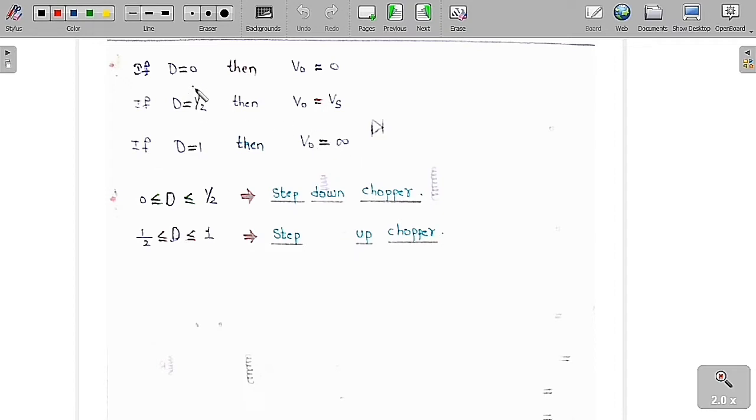So you can see clearly when D lies from 0 to half, the average value of the output voltage lies from 0 to Vs. So we can say this is called a step down chopper because the output voltage is less than the input voltage. Whereas when D lies from half to 1, the average value of the output voltage is greater than the supply voltage, so it is going to act like a step up chopper. Whenever D is from 0 to half, it acts like a step down chopper, and whenever D is from half to 1, it acts like a step up chopper. So this is the basic agenda of this step up and step down converter. The circuit diagram is going to do the function of both choppers, step down and step up, by varying the value of D.